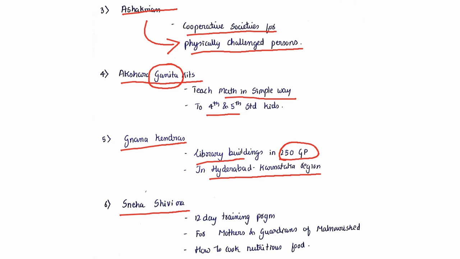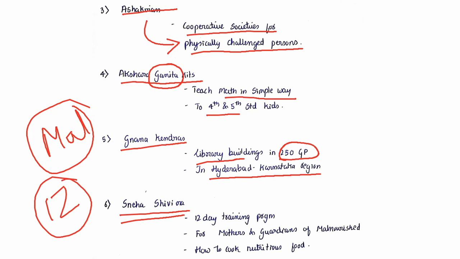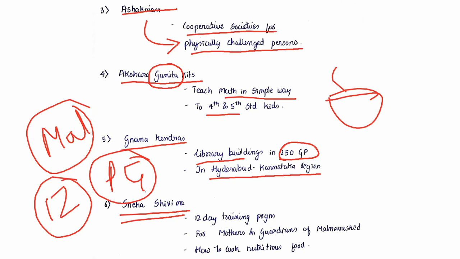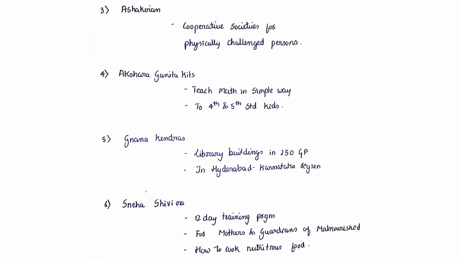And the last one is Sneha Shivira. For all the children who are suffering from malnutrition, this is the training which will be conducted for 12 days. In this training, the parents or guardians will be taught how to cook nourished food. So it is a training program, that is Sneha Shivira.